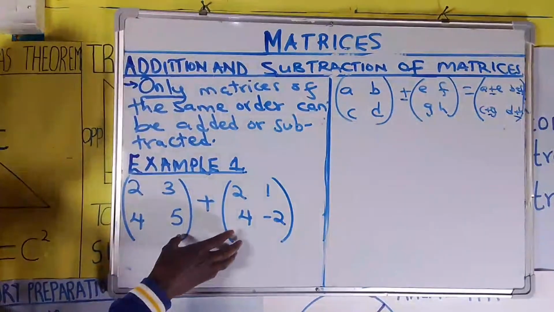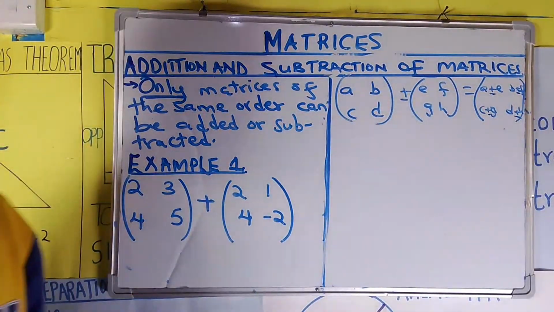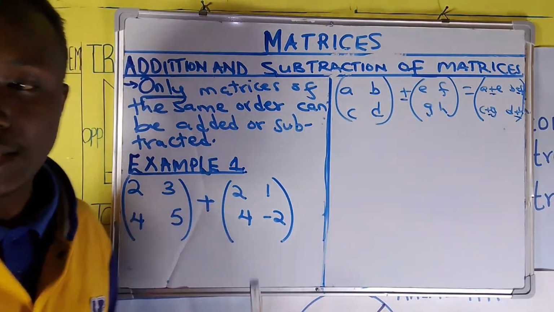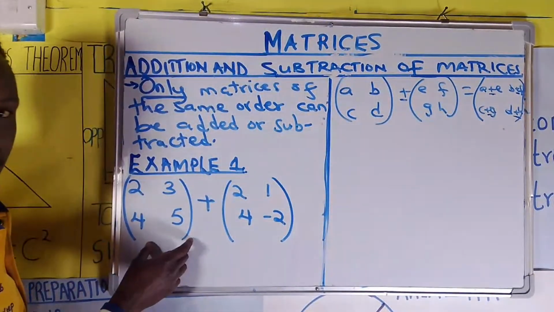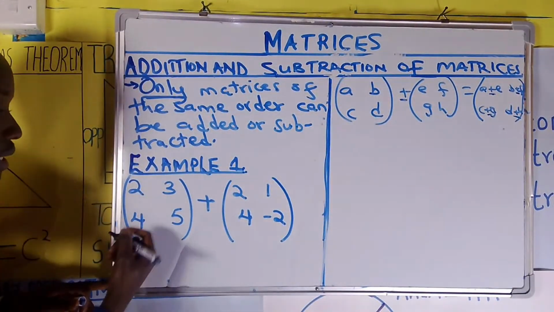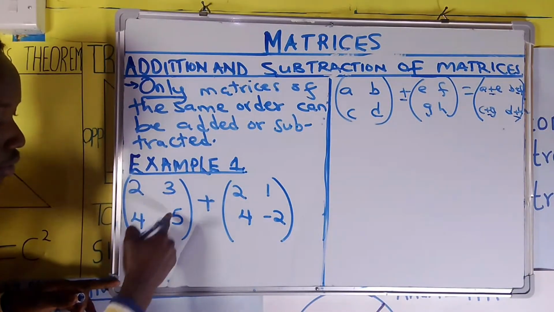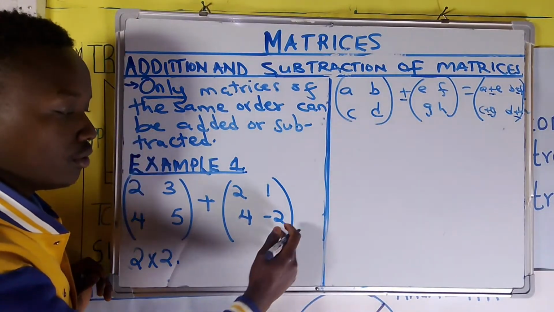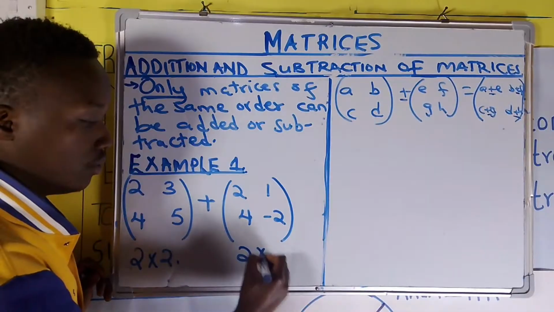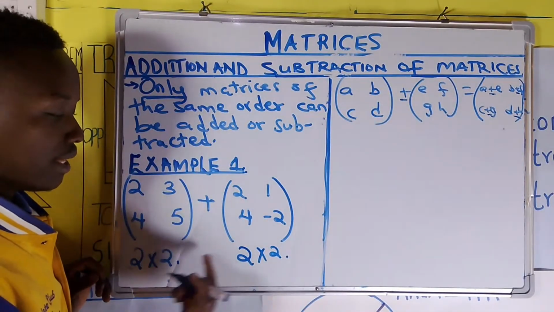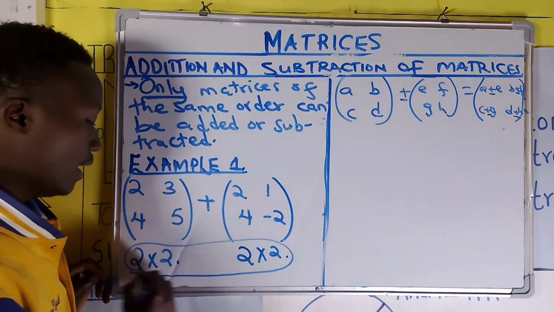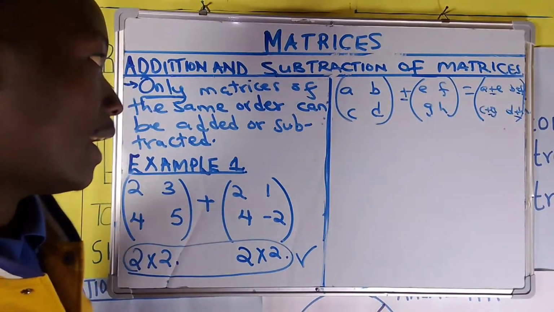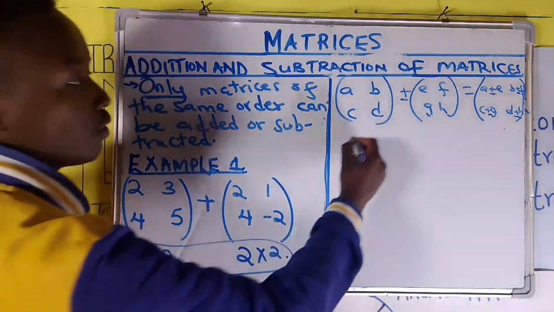So if we want to add this matrix here, we will first check out whether it belongs in the same order, whether the order of this matrix and this matrix is the same. So what is the order of the first matrix? The order of the first matrix is it has 2 rows and 2 columns. So it is a 2 by 2 matrix. And this one, it has 2 rows and 2 columns. So it is also a 2 by 2 matrix. So the fact that these two are 2 by 2 matrices, it makes it possible for them to be added. And since now we can add, let us now work out the solution here.